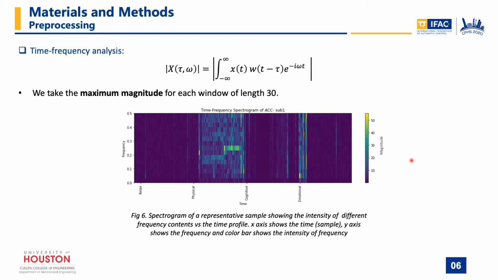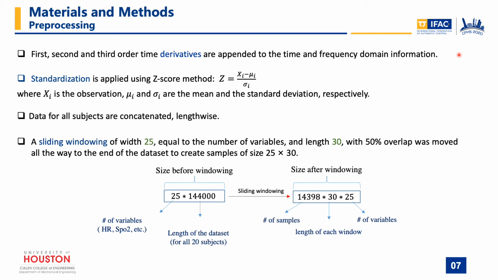spectral density respectively. It should be noted that for each window of length 30 timestamps, we take the frequency content that has the maximum magnitude. We slide this window all the way to the end of the dataset and for each variable separately. By this, we obtain 5 more arrays of information corresponding to the frequency component of each physiological signal that we had previously. Moreover, we take the first, second, and third order time derivatives of all variables and append the resulting 15 arrays to what we had previously, resulting in 25 arrays of variables.